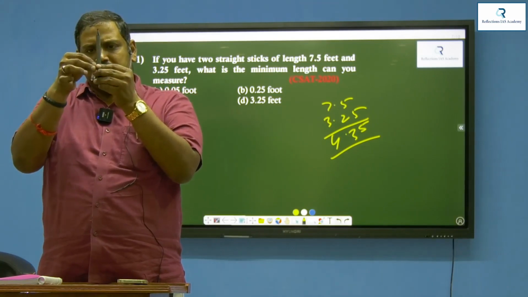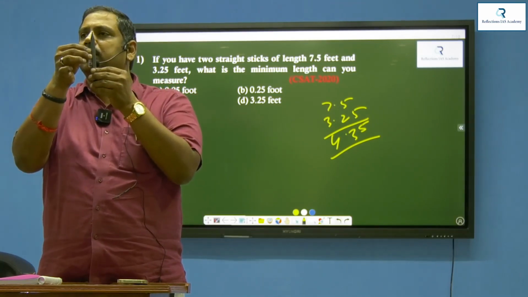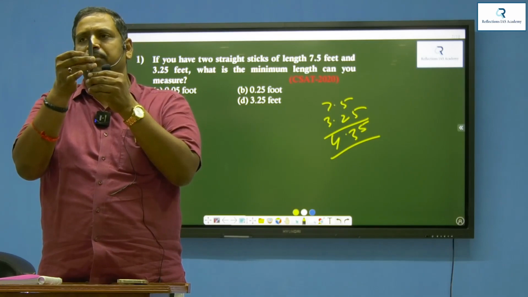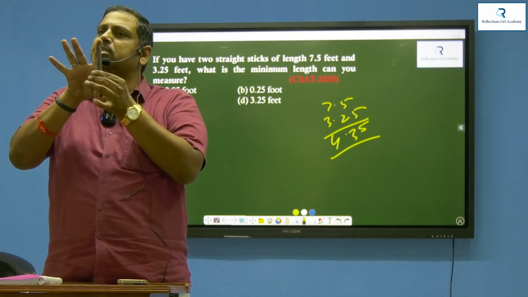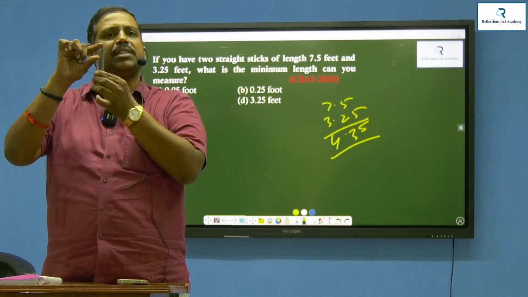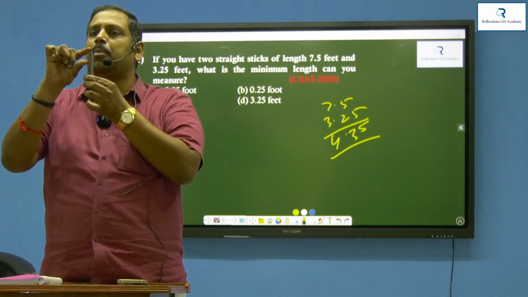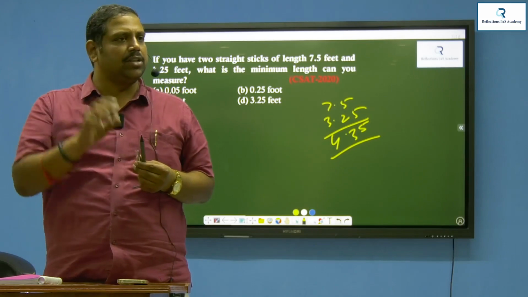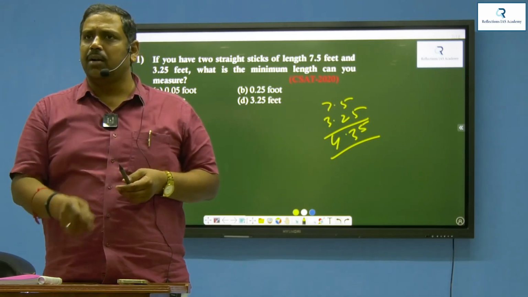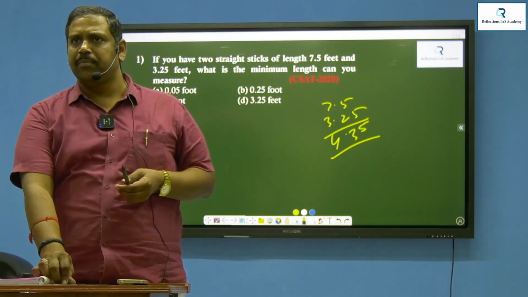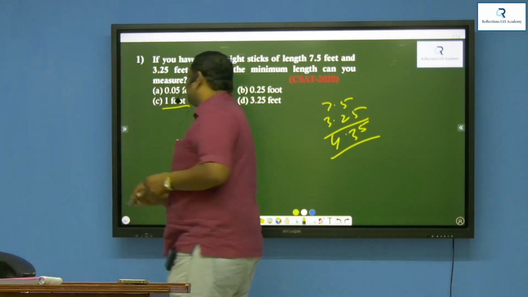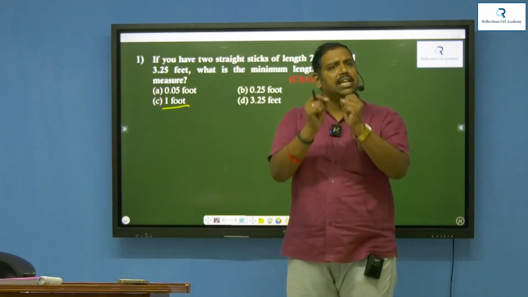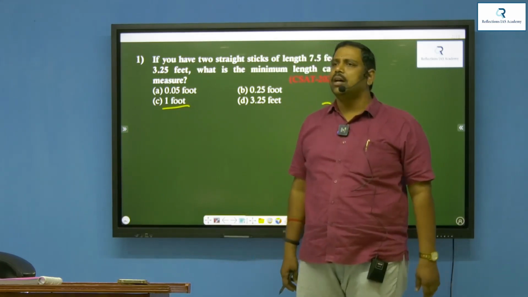So suppose if I keep like this, 3.25 plus 3.25, how much can I measure? 6.5. Its length is how much? 7.5. Means this gap is how much? 1. Means I can measure 1 feet. Do you understand how I have to verify? So definitely this I can measure. But he is asking about the least one.